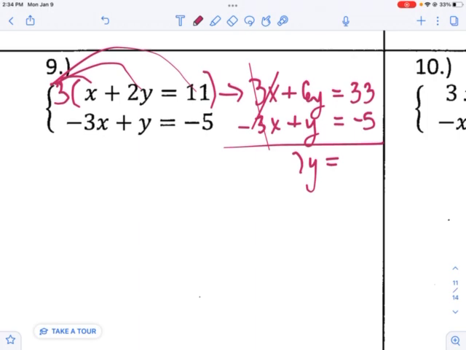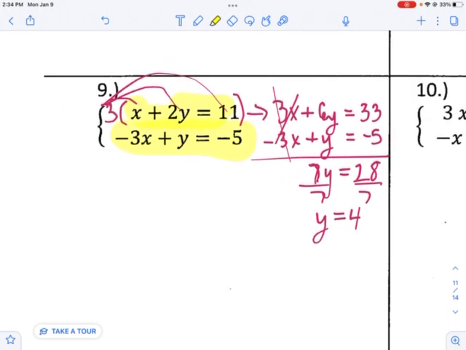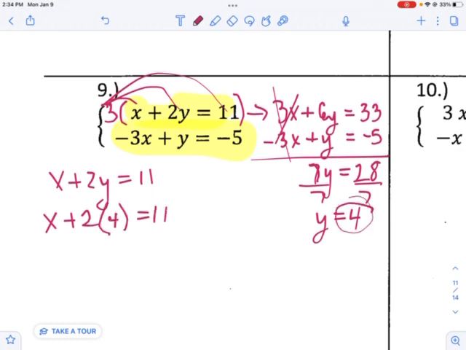Now it's up to you which equation you want to plug it back into. Either will work. The top one doesn't have any negatives. The bottom one has y by itself. So I'm going to actually do the top one. So I have x plus 2y equals 11. So x plus 2, instead of y, I'm going to substitute my 4, equals 11. x plus 8 equals 11. Minus 8, minus 8. x equals 3. My ordered pair is 3, 4.